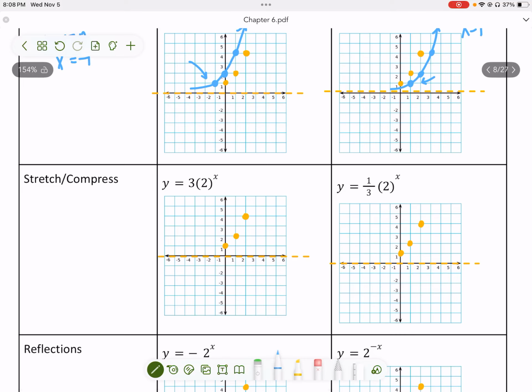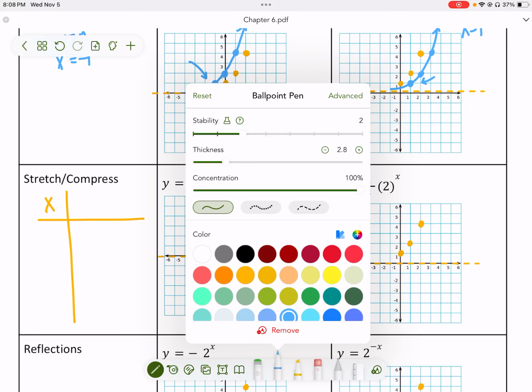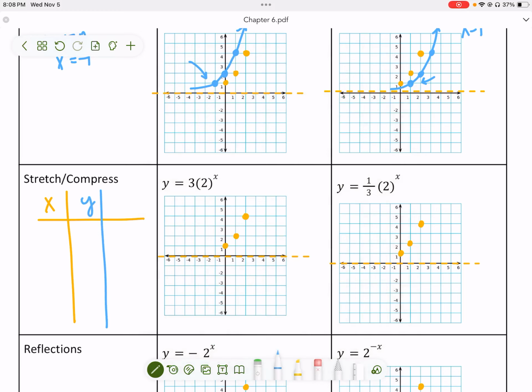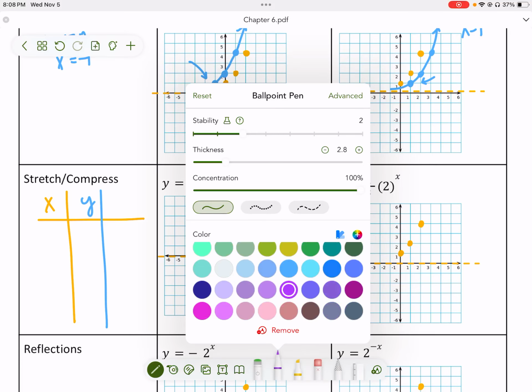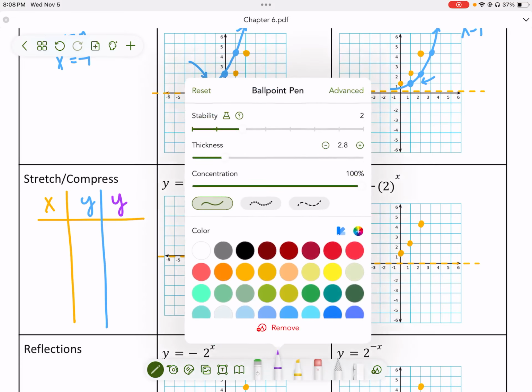Then we have stretches and compression. So I like to make a little table here of my x values. And then we'll do one in blue, and then we'll do the other one in purple.